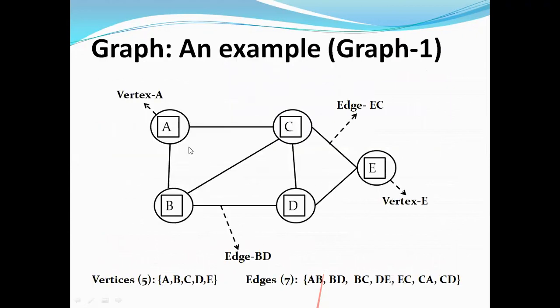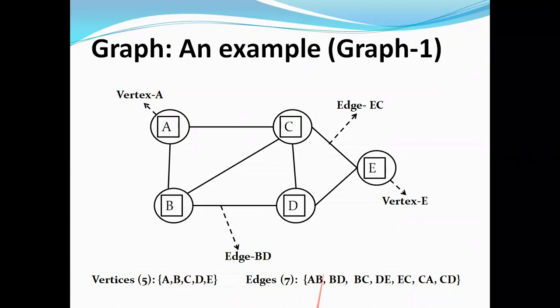So this is a graph. A, B, C, D, E are the vertices. A to B, B to C, A to C, B to D, C to E, D to E are the edges. So this graph has 5 vertices, A, B, C, D, E, and 7 edges: A-B, B-C, C-E, D-C, E-C, C-A, and C-D. So this is how we can represent a graph: a graph is a representation of vertices and edges.